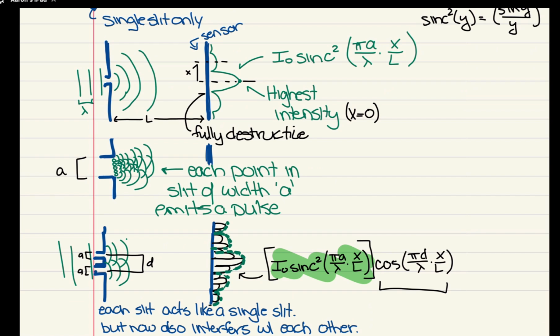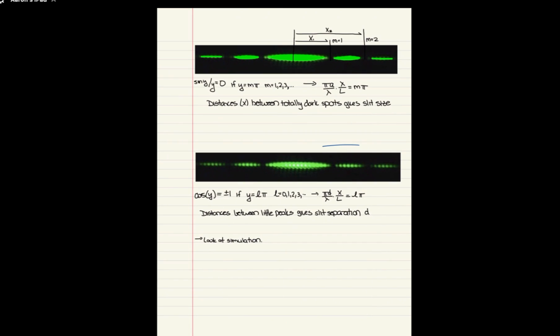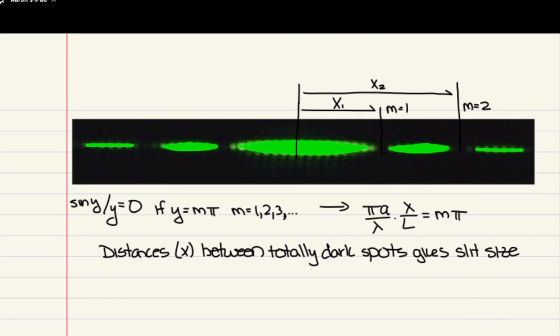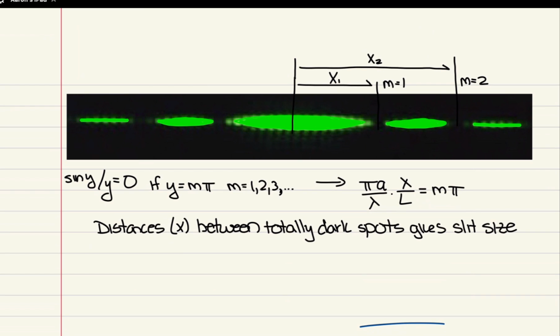Now with that pattern, we can understand how, from an image, we can back out some of this data. So let's go back to the single slit. I think this was question two of your lab. The first question is just which of the images are a single slit and which is a double slit. Hopefully that's pretty self-explanatory at this point.